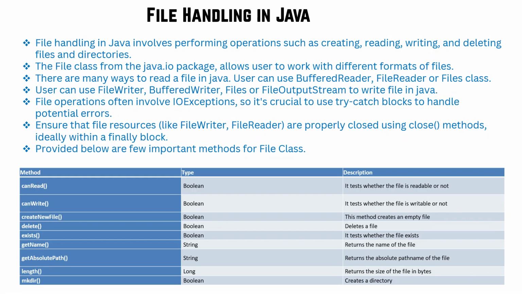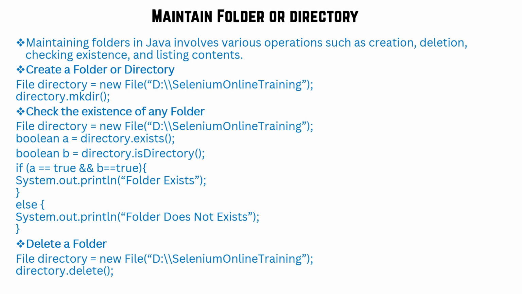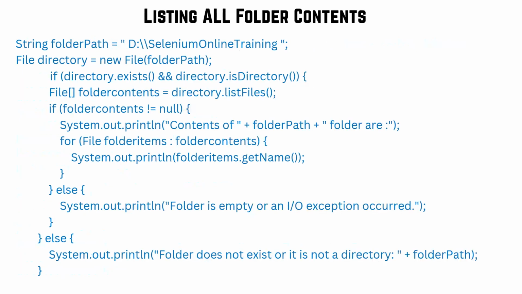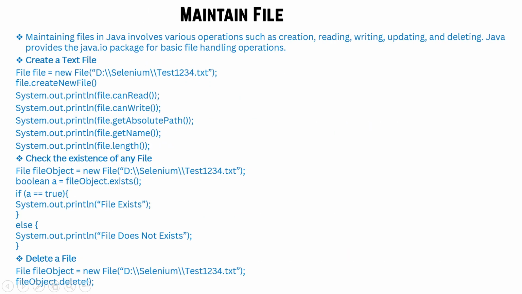Okay, so that is the way you can create a directory, and you can check the existence of the directory. You can delete the directory folder. You can get the list of all folders available in the directory. You can create a file, primarily a text file. You can check the existence of the file. You can delete the file. You can check whether the file is readable, writable. You can get the absolute path, get the name of the file, get the length of the file.